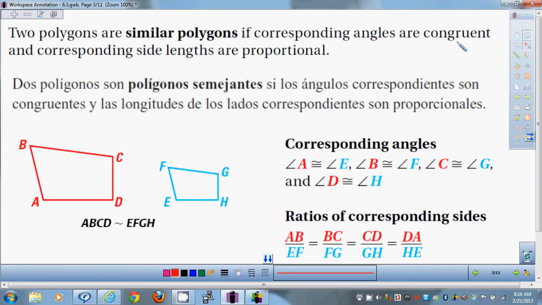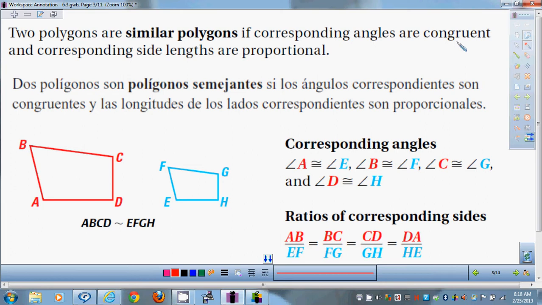Here's a similarity statement. This little squiggle is a similarity symbol. It says ABCD is similar to EFGH. And just like a congruence statement, the order gives you everything you need to know. If they give you a similarity statement or a congruence statement in the directions, shame on you for missing any part of the problem, because everything you need is right there. So 5 people will write things down.